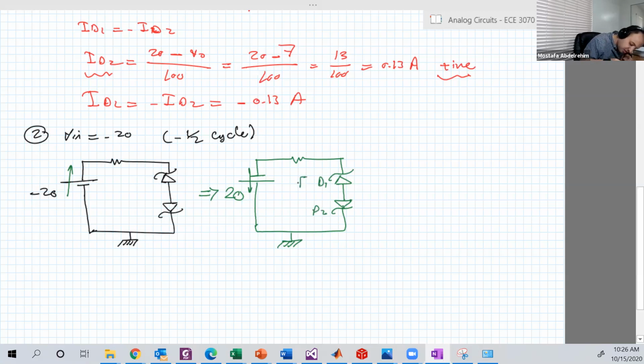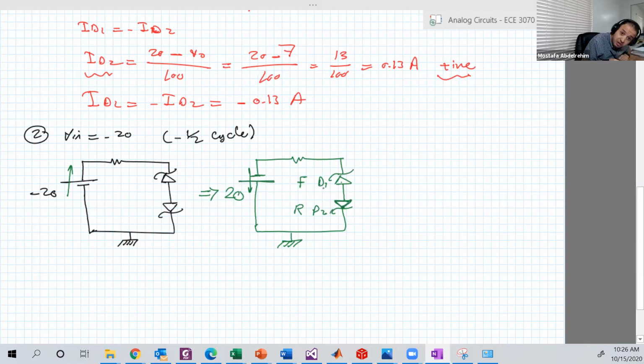D1 is forward. Just look at it: the N is close to the negative and the P is close to the positive. And D2 is reverse, just the opposite: the P is close to the negative, and the N is close to the positive. That's why it's reverse.